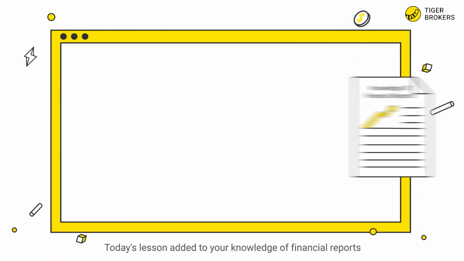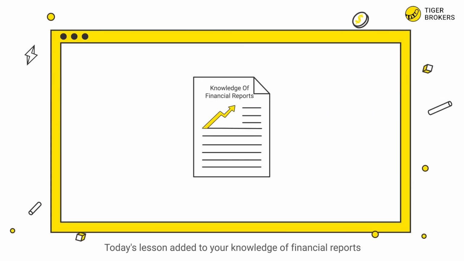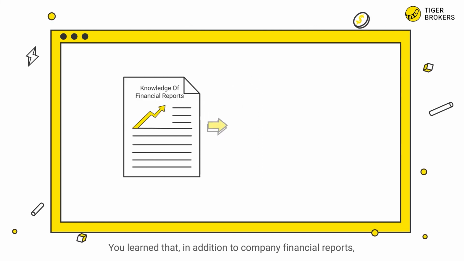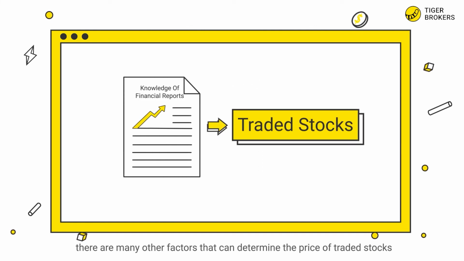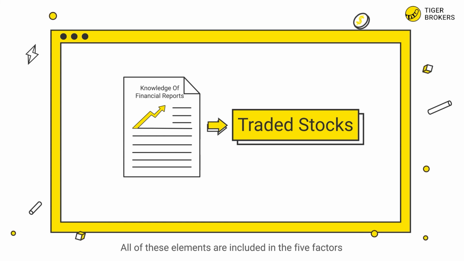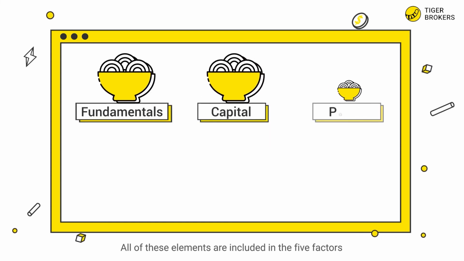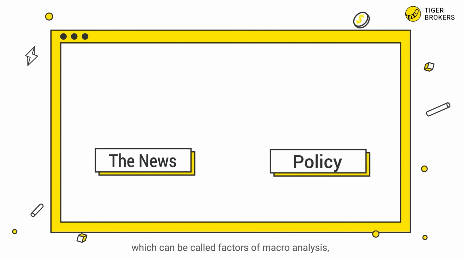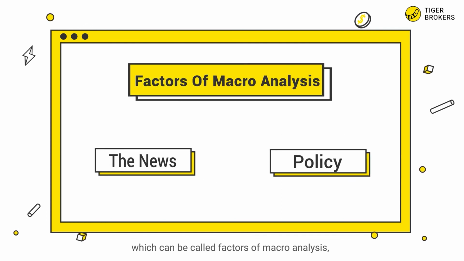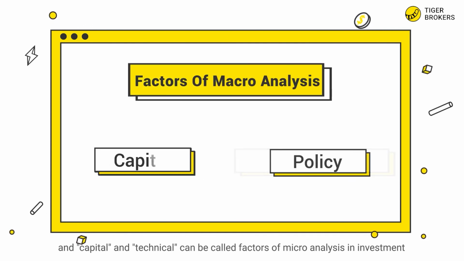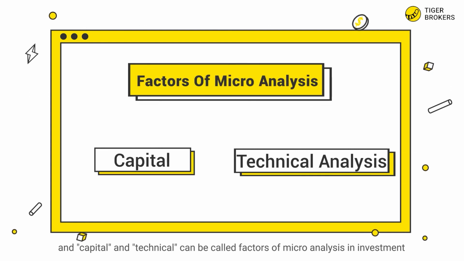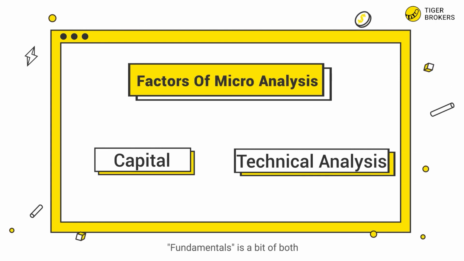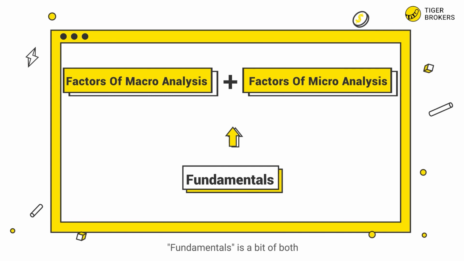Today's lesson added to our knowledge of financial reports. You learned that, in addition to company financial reports, there are many other factors that can determine the price of traded stocks. All of these elements are included in the 5 factors. We can divide the factors into 2 parts, news and policy, which can be called factors of macro analysis, and capital and technical can be called factors of micro analysis in investment. Fundamentals is a bit of both.